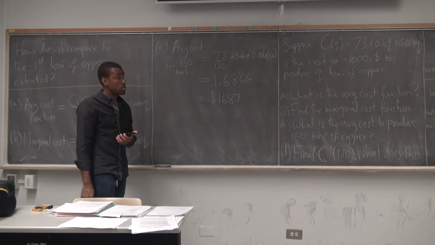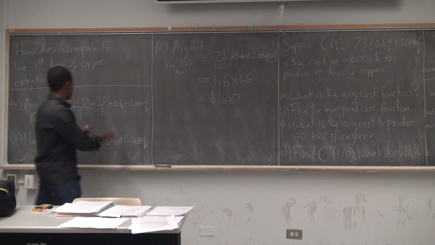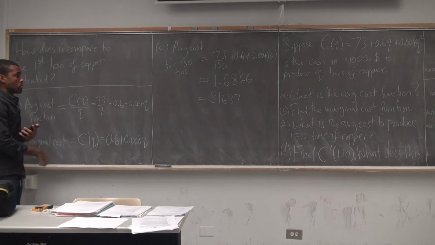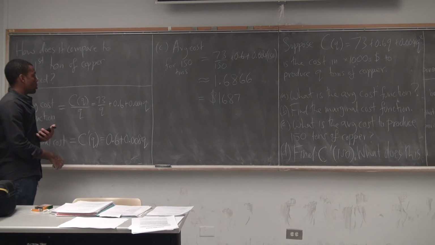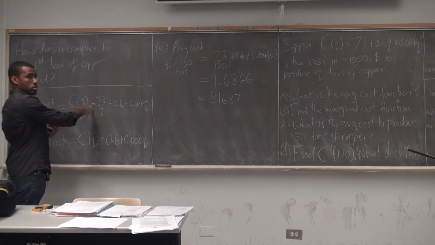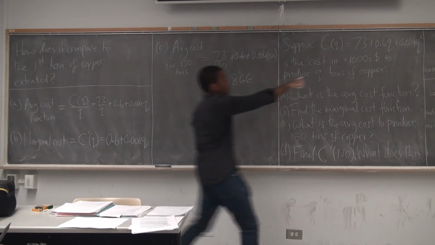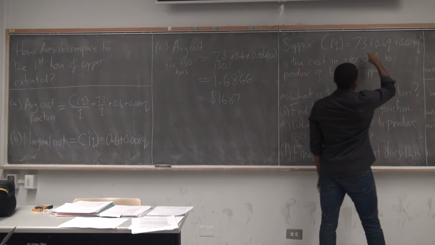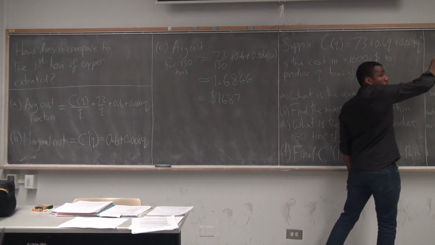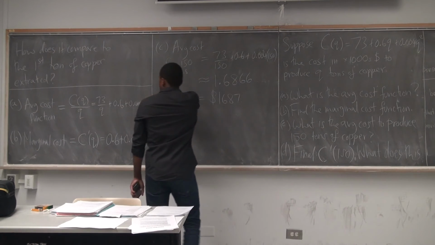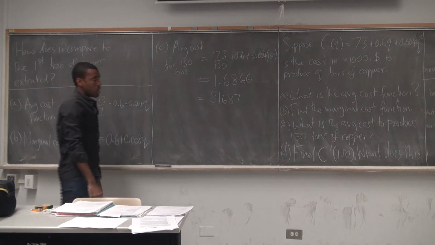For the average cost, the function is C(Q) over Q. Shouldn't it be plus Q squared? No, it's not squared, because I divide all of this by Q. This is divided by Q, this divided by Q, Q cancelled, Q squared cancelled. So I have the average cost function here. I just plug in 150 here. That gives me the average cost, right?